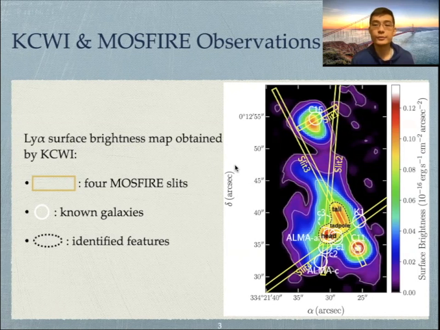The yellow rectangles are the locations of our 4 MOSFIRE slits. The white circles are the galaxies already known in Lab 1, and the dashed black contour indicates an identified tadpole-shaped structure of Lyman alpha emission.